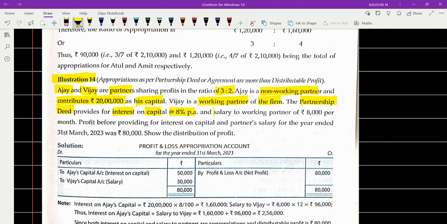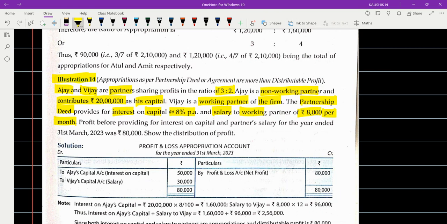And salary to the working partner of rupees 8,000 per month. Remember, the words are very important. When it comes to salary, these words make a major difference, whether it is per month, per quarter, per half year or per annum. Please read the question twice or thrice. Don't take the value literally as it is. So it is 8,000 per month.